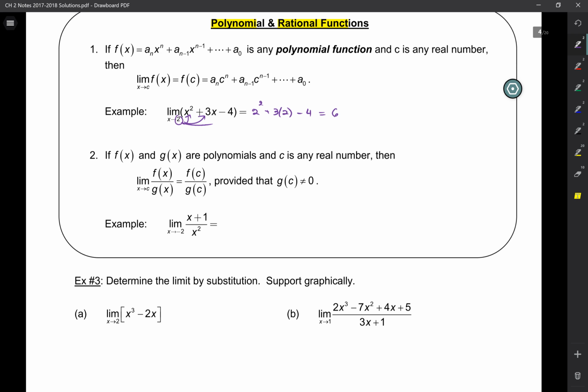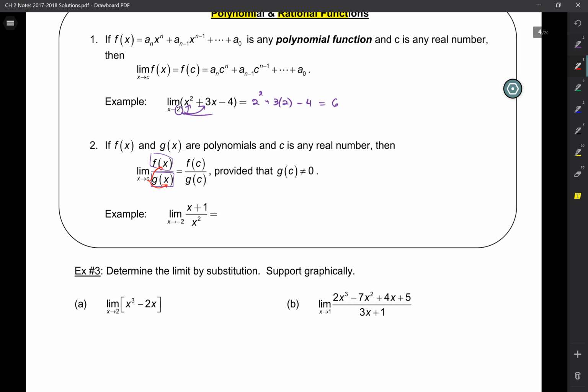Now, what if I have a rational function, like a fraction? Well, I have a function on top. I have a function on the bottom. So I just plug in c at the top. I plug in c at the bottom. The one thing you have to watch out for, though, is that by plugging in c in the bottom, the denominator is not going to be 0. So, like in this case, if you plug in the 2 or the negative 2, you don't get a 0. And then we'll talk about what happens if you are going to get a 0.